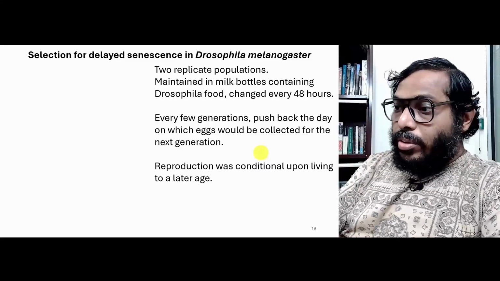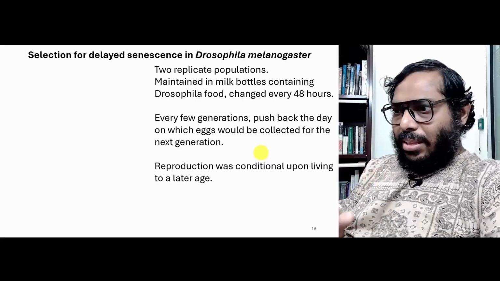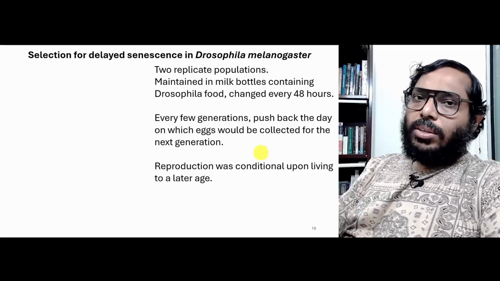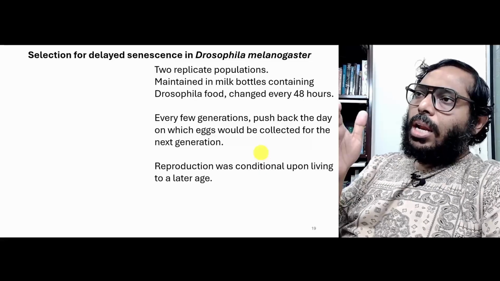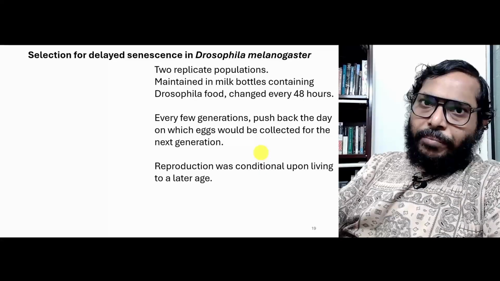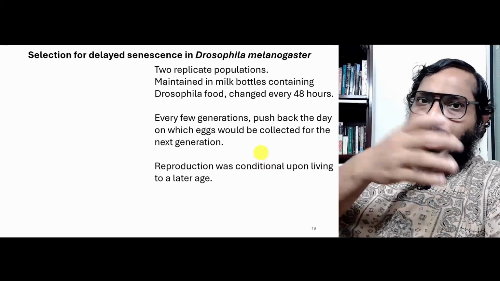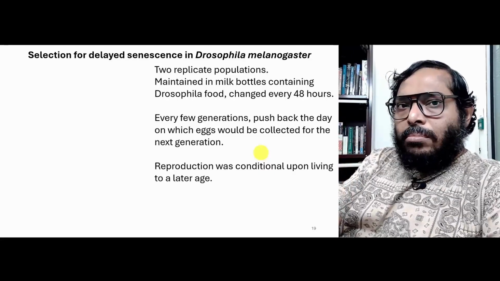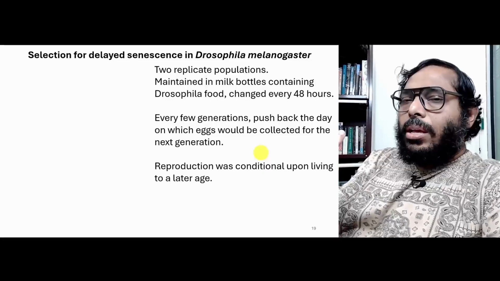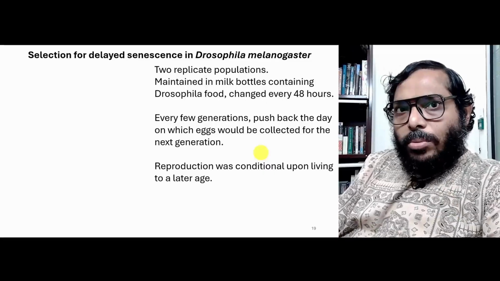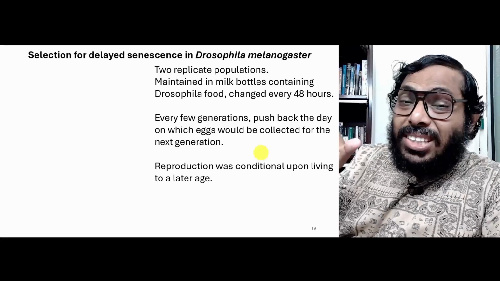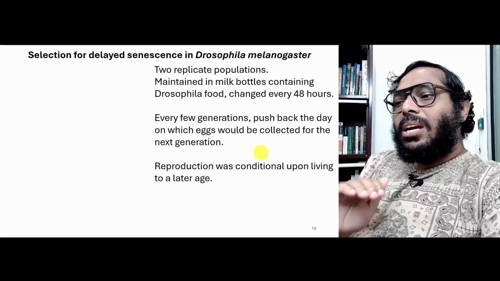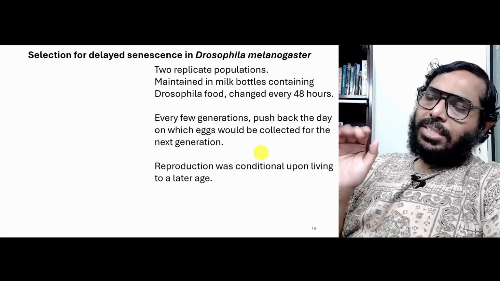Now, what is happening because of that? Remember, in a system like this, reproduction is conditional upon living to a later age. In other words, suppose on day 20 they decide to collect the eggs to make the next generation. So, they are only taking eggs which are laid on day 20, or day 30, whatever. Obviously, only those flies will be able to lay eggs on day 30 which are surviving till day 30. So, that is what I mean by saying that reproduction is conditional upon living to a later age.